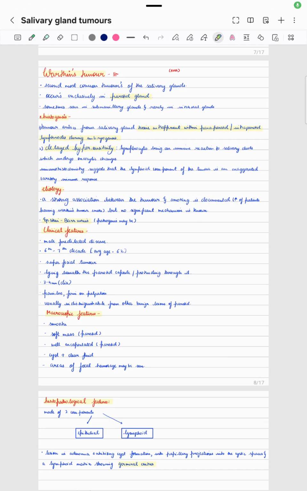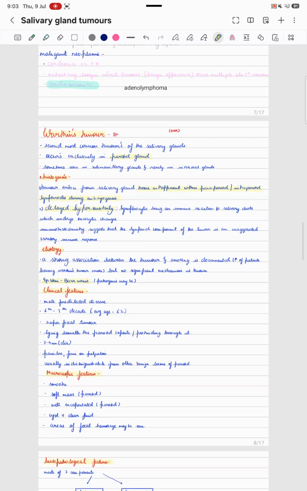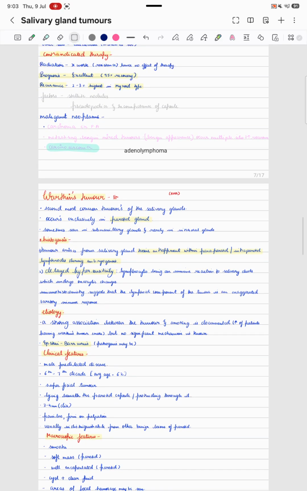Hello everyone, welcome back. Today we are going to start with another topic, that is Warthin's tumor. Warthin's tumor has been asked as a 5 marker. So let us start with Warthin's tumor.